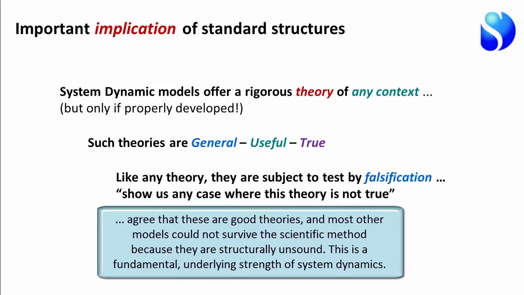I would completely agree with you first on the fact that these are generalized, useful, and true theories, and secondly, that we greatly underplay the importance of falsification in the scientific method, because 99% of the models in the world couldn't use the scientific method because they are structurally unable to do so. And people do not realize that this is one of the fundamental underlying strengths of a system dynamics approach.